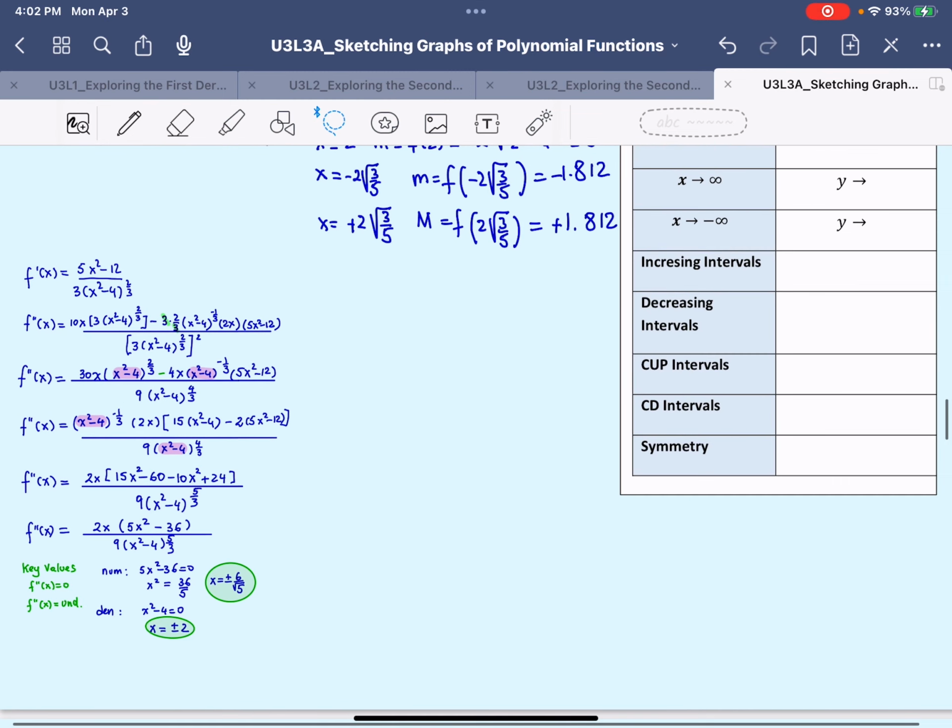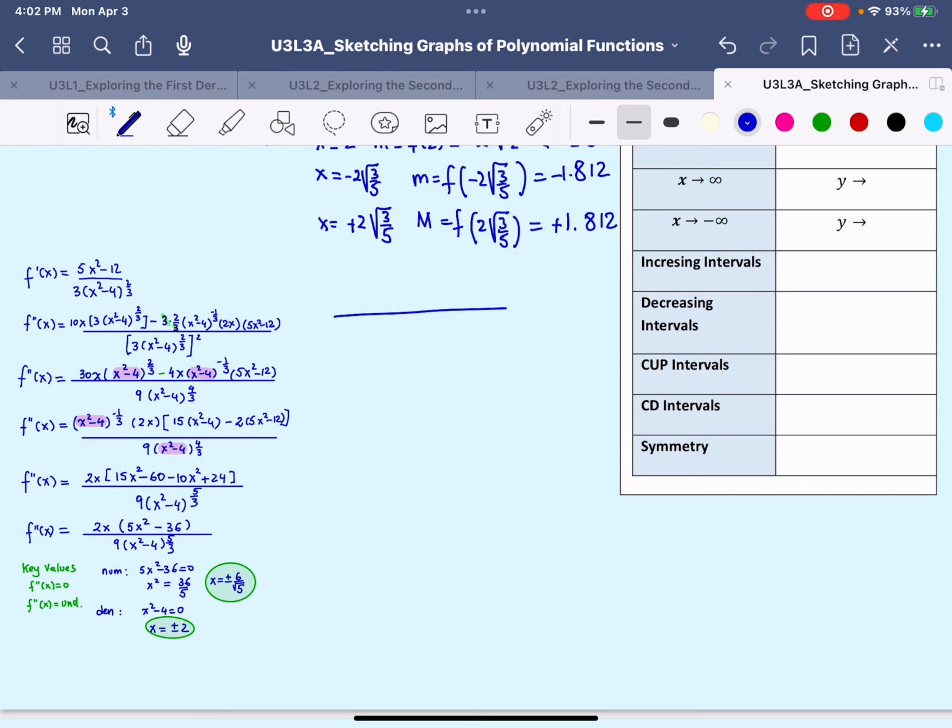Okay, so let's draw the number line. On the number line, we have to place all the key values. We have quite a few of them. So the key values are negative 6 over root 5 in order, so we'll write them down. The next key value is at negative 2. And then we have 0. And then we have 2. And then we have 6 over root 5. Here goes negative infinity. Here is positive infinity.